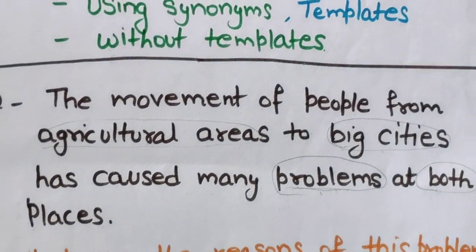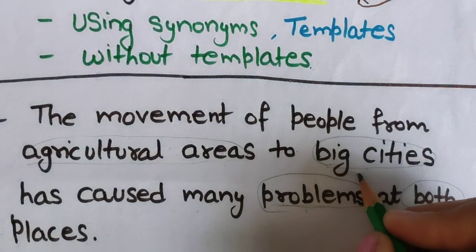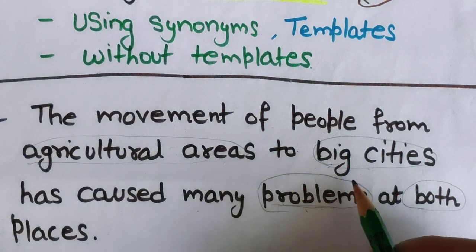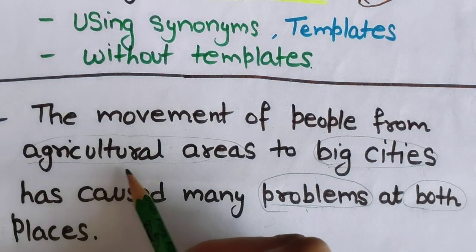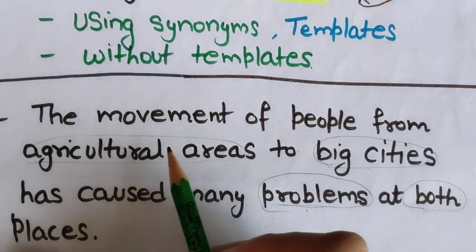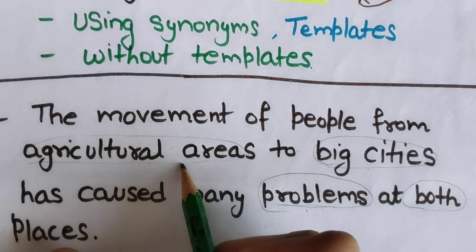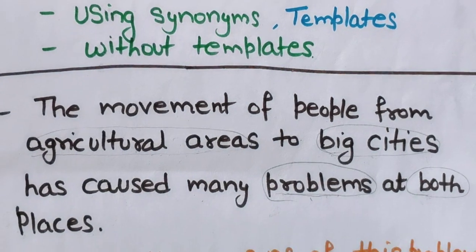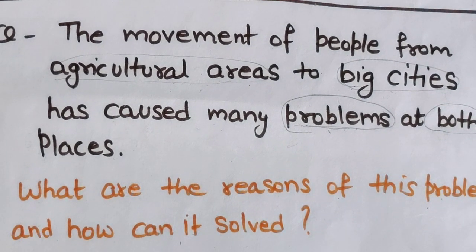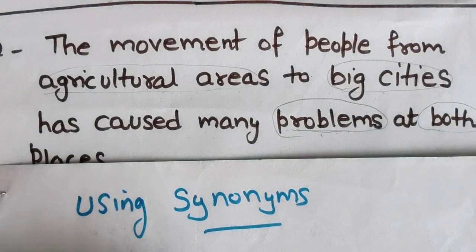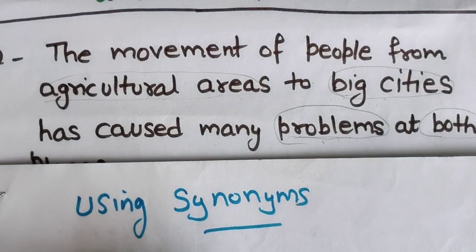And for big cities, what can we use? For big cities we can use urban areas, metro cities, cosmopolitan areas, and of course large cities. For agricultural areas, farming lands, rural side, countryside, where farmers are doing their farming. These kinds of words you can always use. Now let's start how to write the introduction by using synonyms.